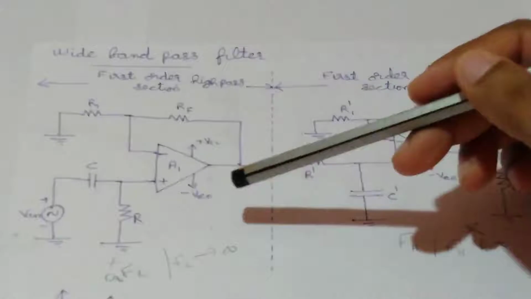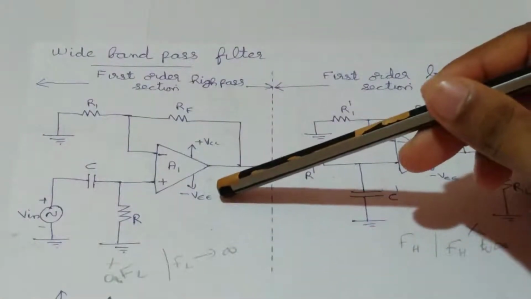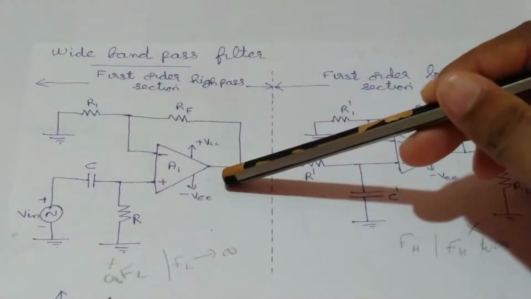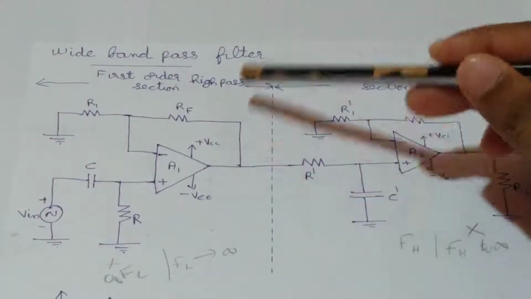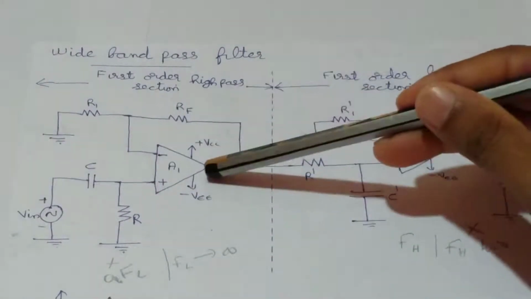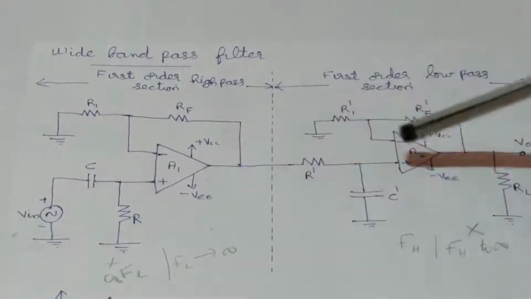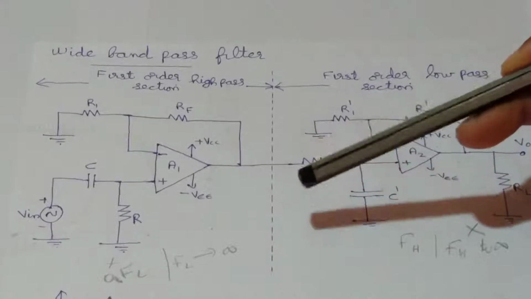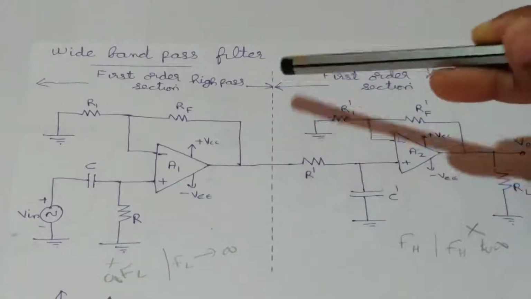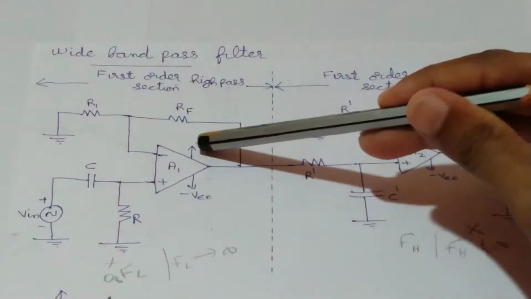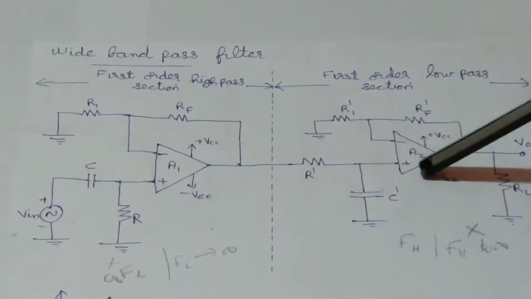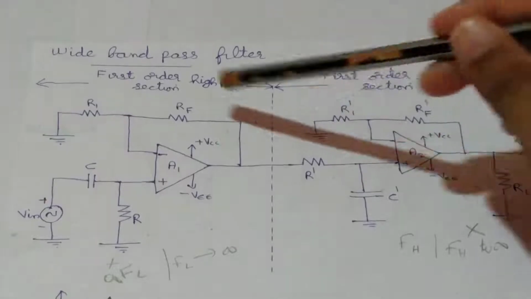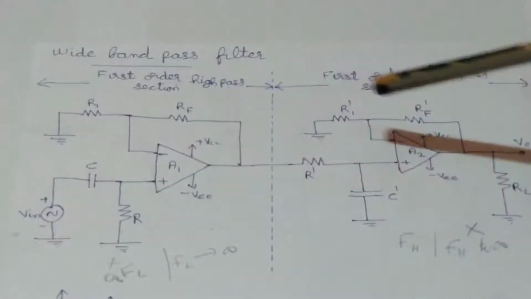In designing, the important thing we need to consider is that if we want a plus or minus 20 dB per decade wide bandpass filter, then we need to use first order high pass and low pass filters. And if we want a plus or minus 40 dB per decade wide bandpass filter, then we need to use a second order high pass filter and a second order low pass filter. Then we need to design those second order filters.